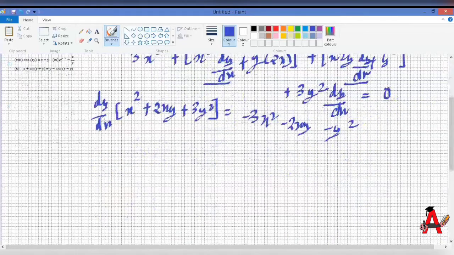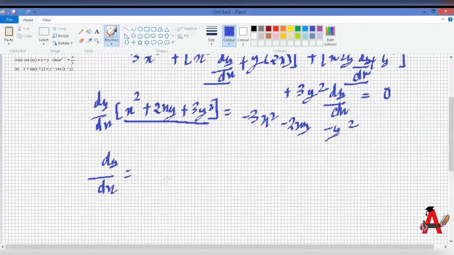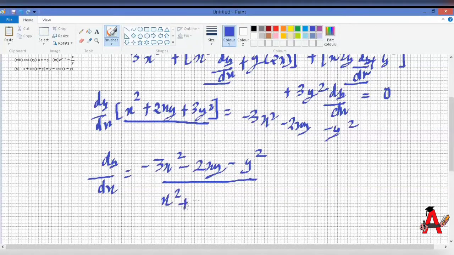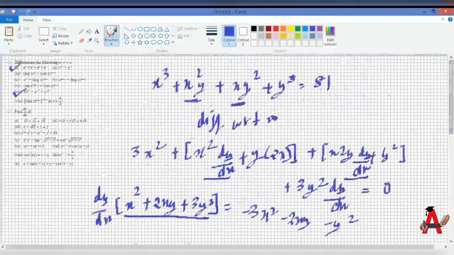Then I will shift this entire thing to this side. It will become dy by dx is equal to minus 3x square minus 2xy minus y square upon x square plus 2xy plus 3y square. This is how these kinds of questions can be done. Let me take a similar question; what I've done is the fourth, you can do the fifth.